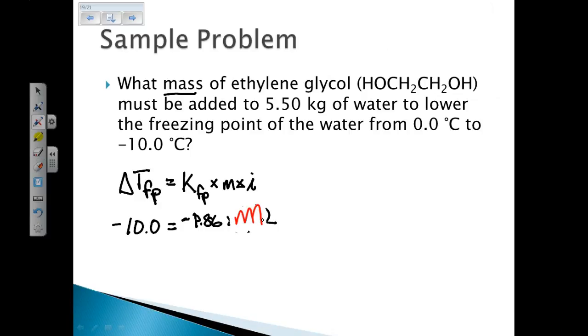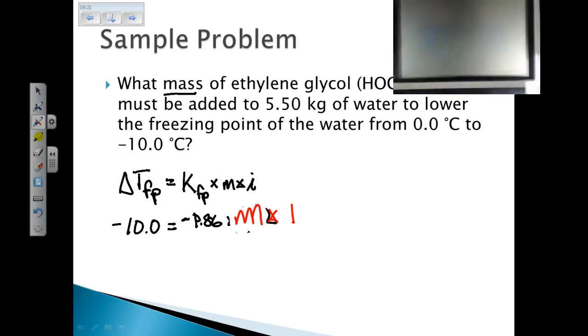Okay, so I'll write it in red. And then times the Van't Hoff factor, and this is a completely covalent molecule here. This is all hydrogens, oxygens, and carbons. So the Van't Hoff factor for this compound is going to be 1. So now we can do some math.